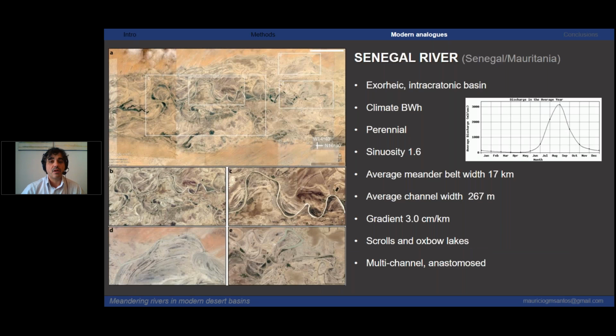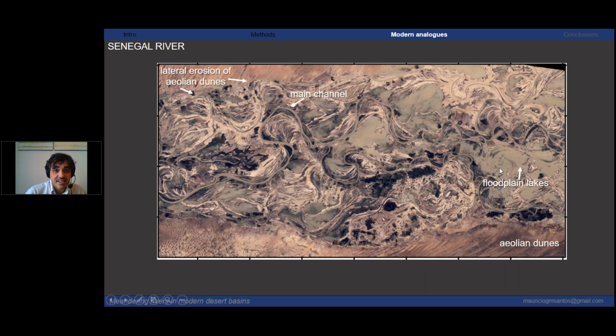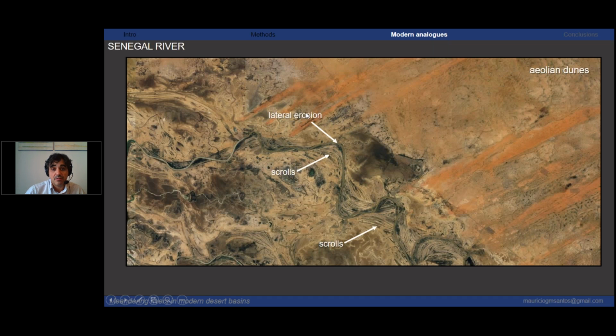Here's the example of the Senegal River and the Sahara. It's an exorheic intracratonic basin. It's a multi-channel system with a relatively flashy discharge, with sinuosities of up to 1.6. We can see floodplain lakes. We can see the main channel and various anabranches, and we can see the lateral erosion of some anabranches in laterally eroding aeolian dunes, with the preservation of scrolls.